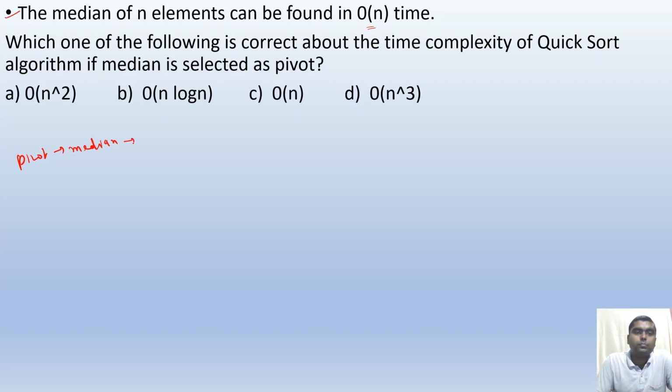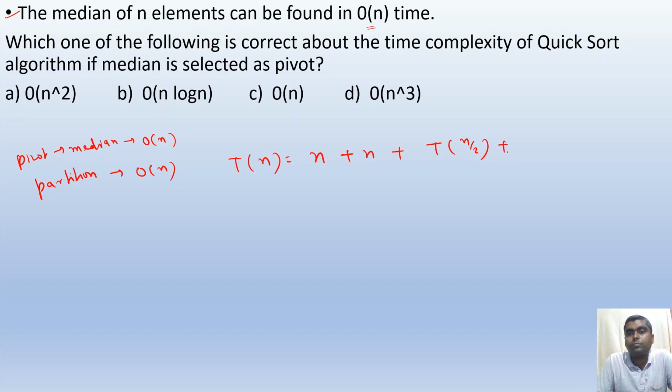So median is selected in order of n time, and partition. So partition is what? Order of n time. Okay, so median means this way you can say that T of n equals n plus n plus T of n by 2 plus T of n by 2. So this is similar recurrence relation, right? And if you solve it, this will also give I think same thing.